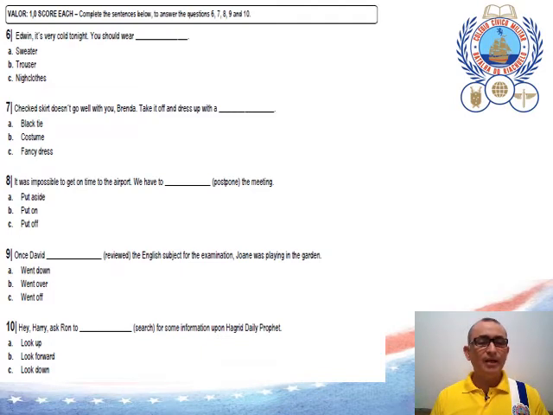Went down, é, baixou, foi lá para baixo. Went over, que deu uma vista, né? E went off, que explodiu. Que opções são? Number 10. Hey Harry, ask Ron to search for some information upon Hagrid on Daily Prophet.